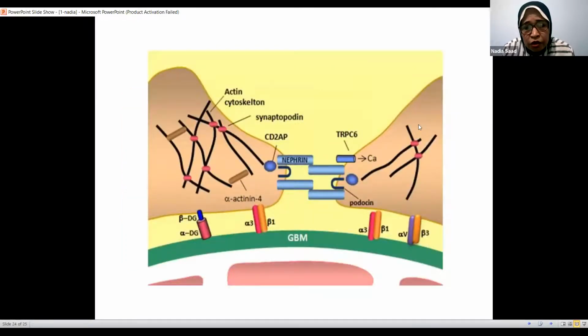Here is the nephrin protein, which guards these pores and protects from microalbuminuria. When nephrin gene expression is decreased, nephrin level decreases, so this pore becomes very wide, leading to microalbuminuria.